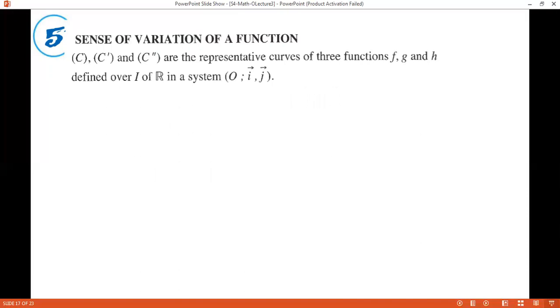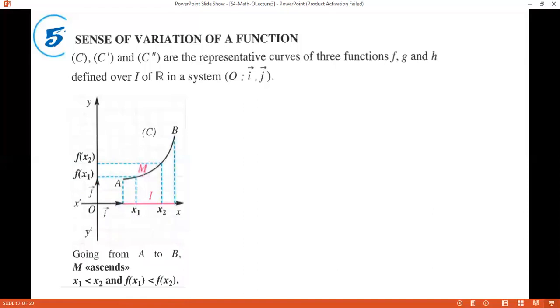Now we are going to see three curves, F, G, and H. I'm going to start first with F. As you look at this, F is increasing. Why? Because it's ascending from A to B. So this function is increasing.